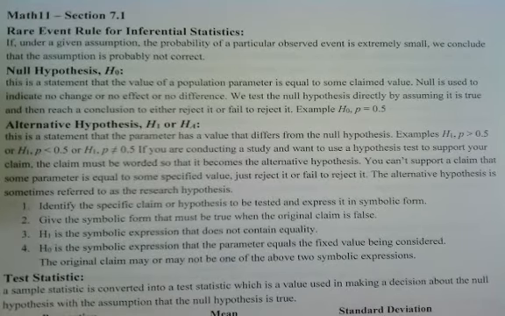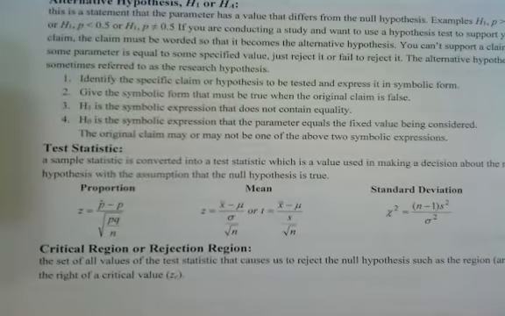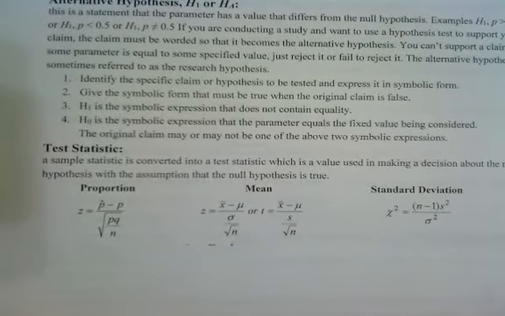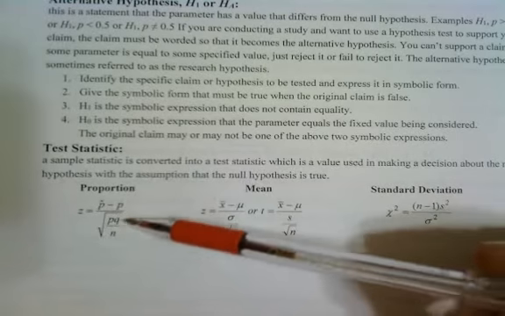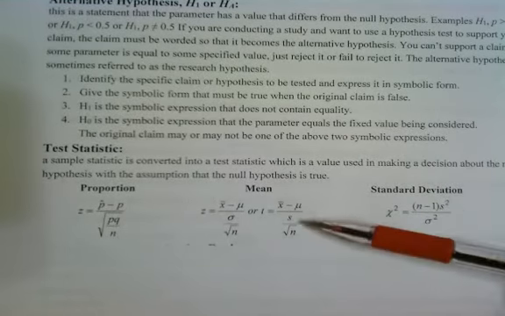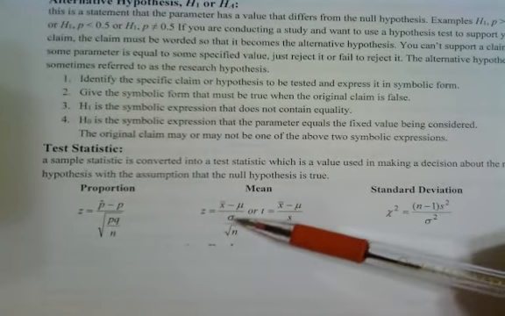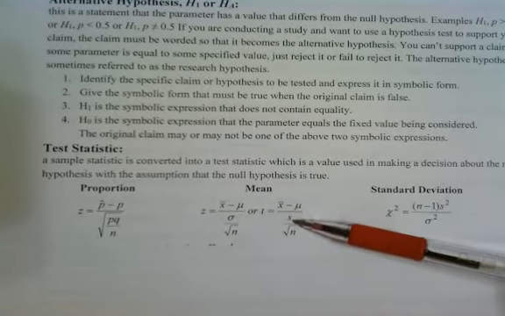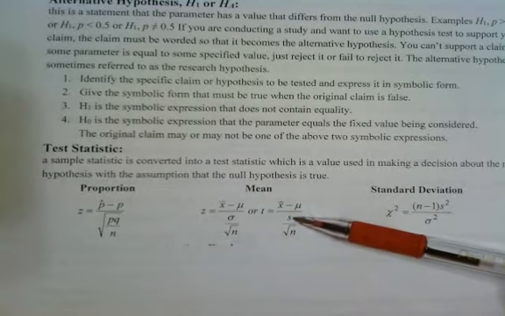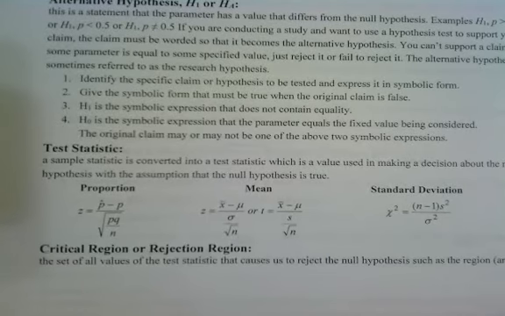Alright, so we have our test statistic. We went over those in the previous chapter, chapter 6. We have z-scores for proportions. We have z-scores or t-scores when we're dealing with means. The difference is, do we know the standard deviation or do we not know the standard deviation for the population? And then we have the chi-square scores for variance and standard deviation.